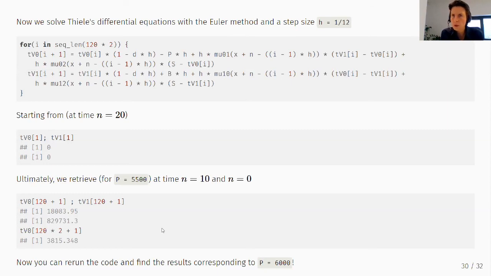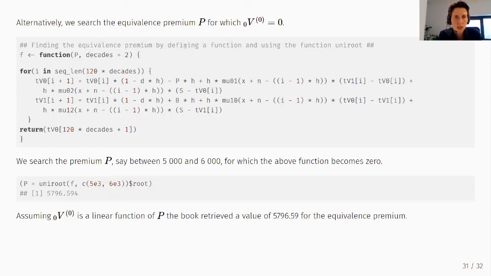In the book, if you remember, we also did the calculation for P equals 6,000. There you found a negative policy value at time 0. And then we applied this approximation where we said, okay, let's assume that the policy value at time 0 is linearly depending on P, and let's do this linear approximation to figure out what the actuarially equivalent premium P would be. That is the premium P that forces the policy value at time 0 to be 0. That kind of thinking, we formalized it over here as well.